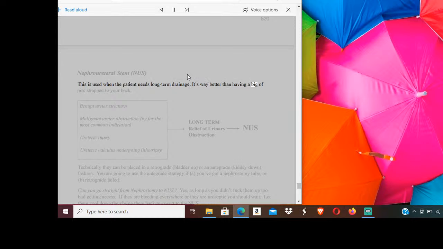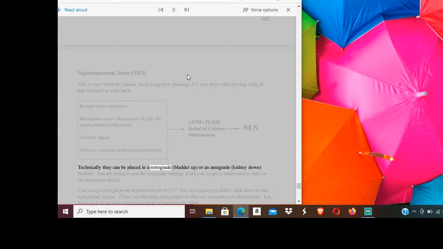It's way better than having a bag of piss strapped to your back. Benign ureter strictures. Malignant ureter obstruction, by far the most common indication. Ureteric injury. Ureteric calculus undergoing lithotripsy. Long-term relief of obstruction of urinary flow.